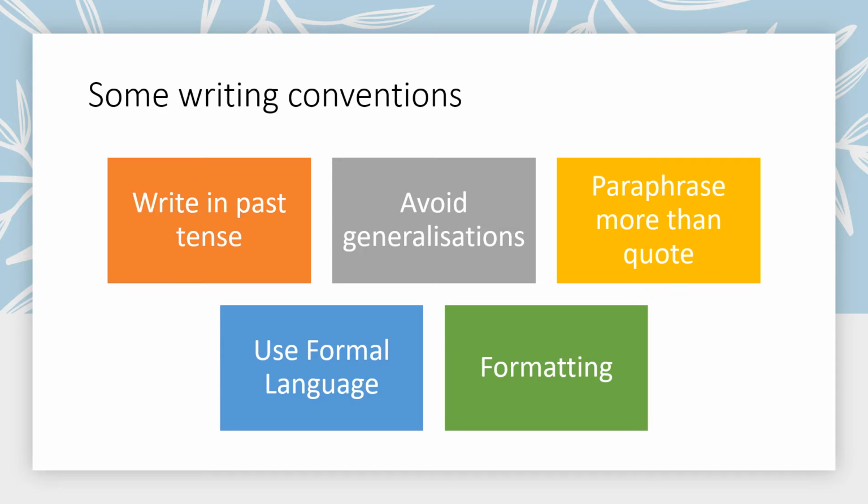There are conventions in writing history. Generally, we write in past tense. You avoid generalizations. We use paraphrases more than quotes. Use formal language. And then I'm going to talk also about basic formatting conventions. Convention is a tradition, basically. Most of these conventions apply for all academic essays that you write. But these ones are particularly for history, and before you start using them in your other essays, check with your teacher.